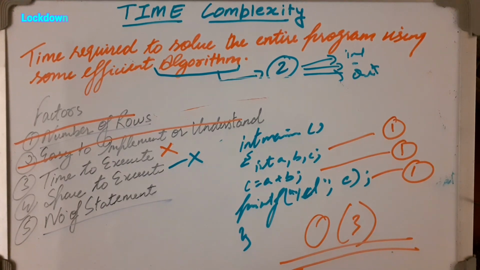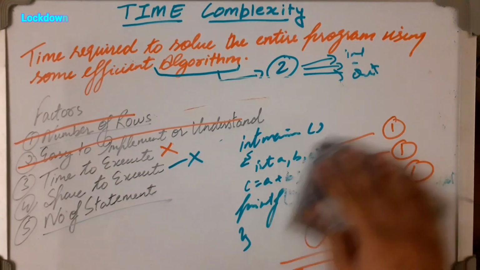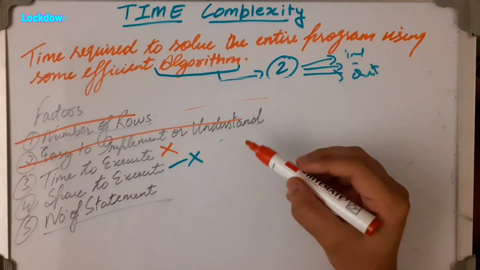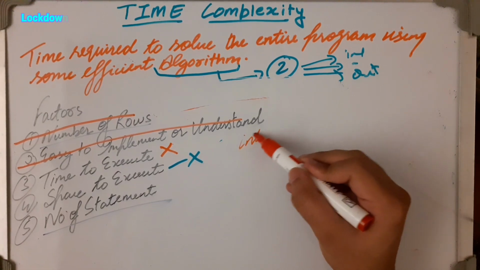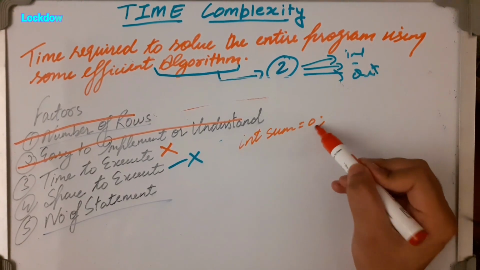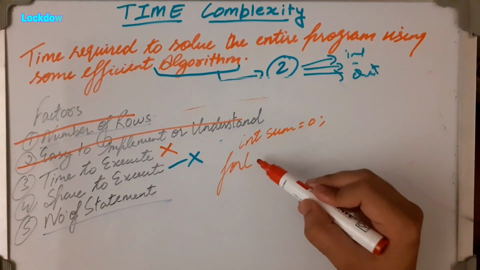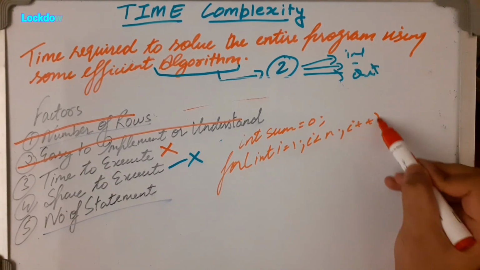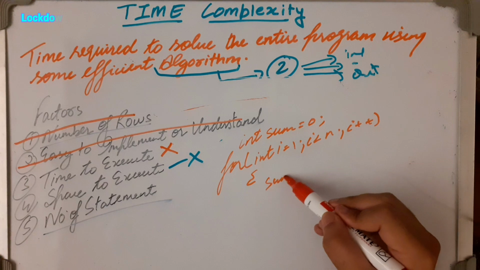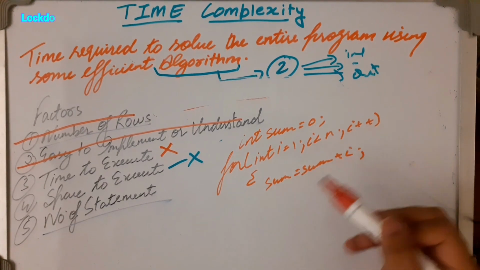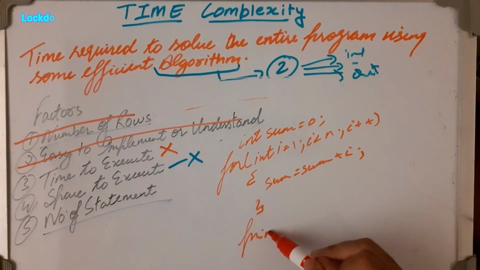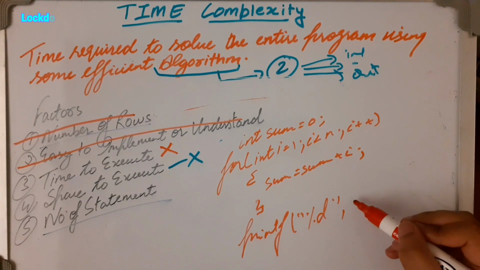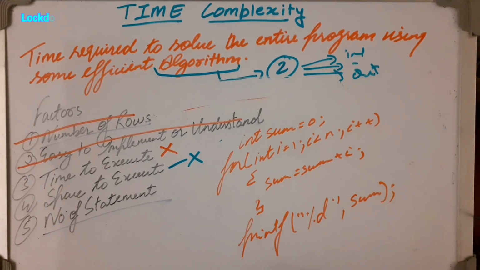Now let us check the time complexity for loops, which is different. Suppose we have to add n natural numbers. So we write int sum equals 0, and then for int i equals 1, i is less than n, i plus plus. Then I do sum equals sum plus i, and then I print the sum. The number of times our statement executes is basically the time complexity.